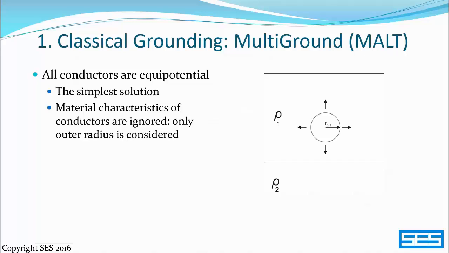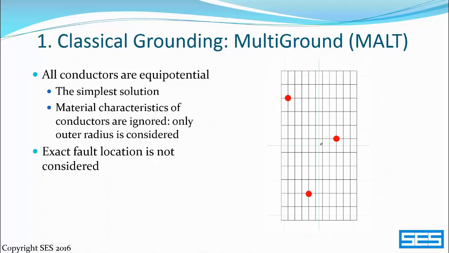Only the potential due to current flow in the soil is calculated, meaning that we only need the outer radius of conductors. One important consequence of this is that the calculation cannot consider the exact fault location. Considering different fault locations here, the resistance along conductors from one point on the grid to another is null, so the exact location of the fault will not change the results.